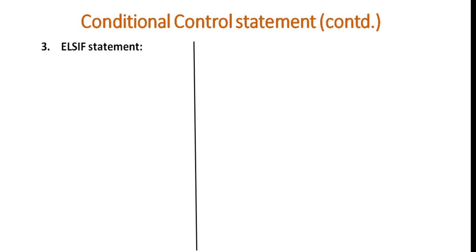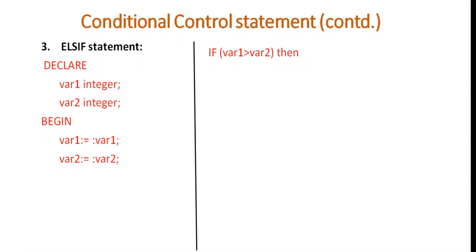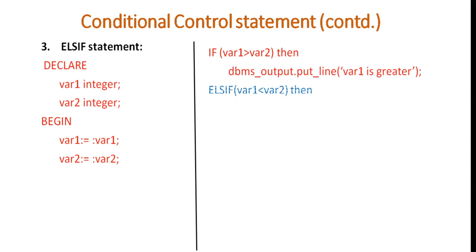Now the third type of if statement is else if. If we want to check a number of conditions by using the if statement, then we can go for else if. Let's see another example. Here we have two variables, variable 1 and variable 2, which are declared and are of integer type. In the begin section we are reading the values of variable 1 and variable 2. Now here we are checking whether variable 1 is greater than variable 2, or variable 2 is greater than variable 1, or both are having equal value.